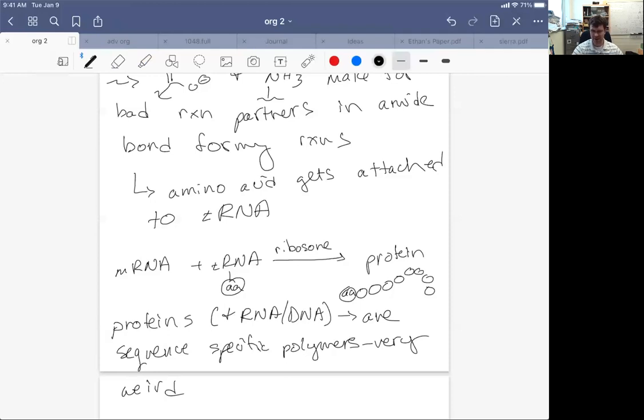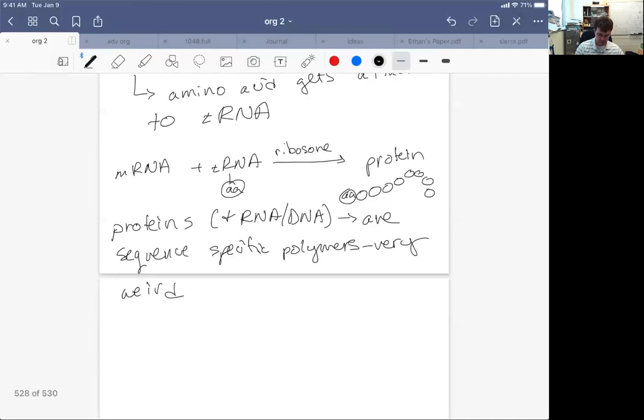I think it's worth mentioning just ever so briefly the classic approach that chemists used to make proteins. And so let's just mention that briefly. So chemists used to make proteins.